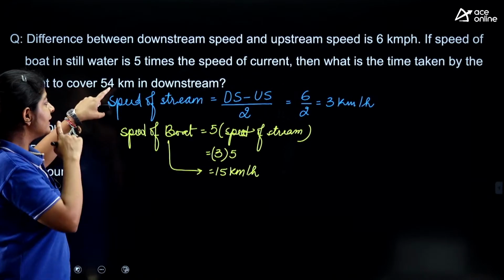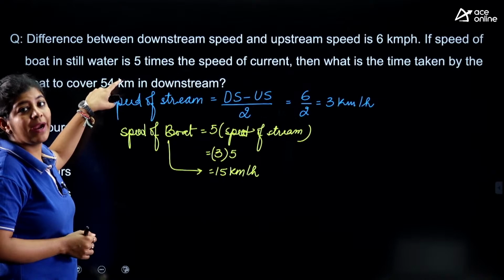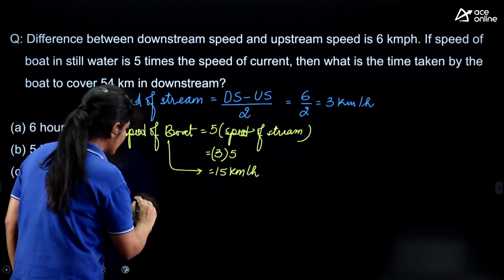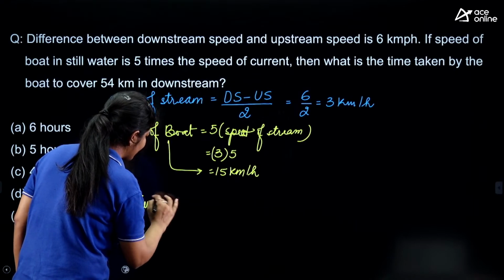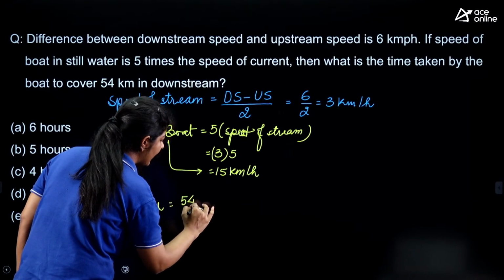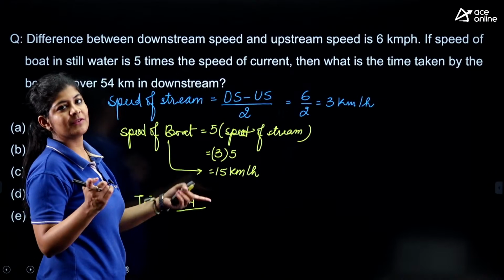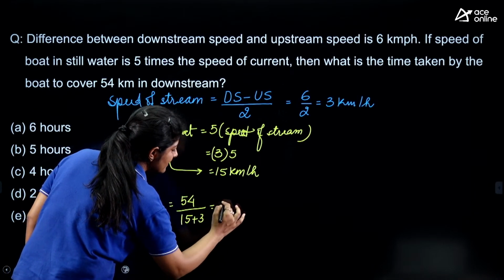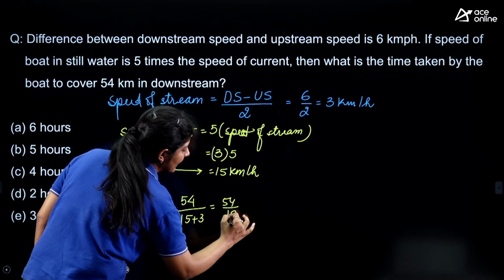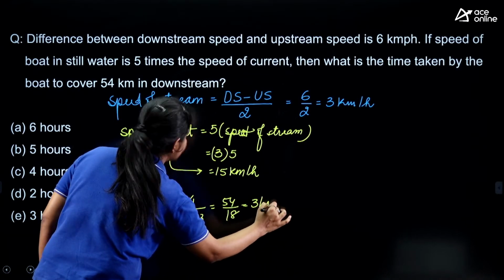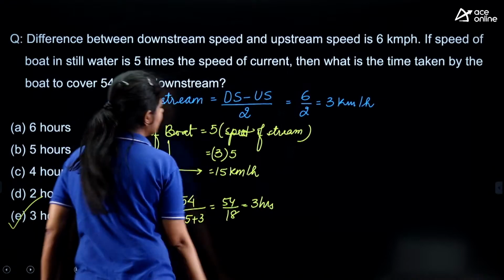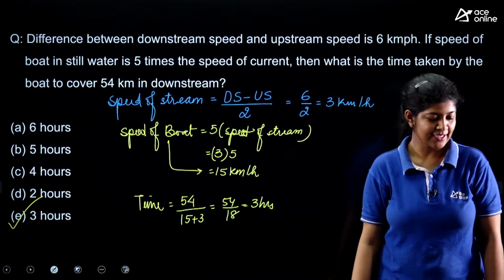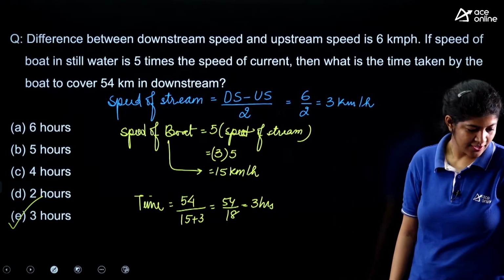Now we need to calculate how much time is required by the boat to cover 54 kilometers downstream. So time is calculated by distance, that is 54, divided by the speed downstream, which means we need to add both the values, 15 plus 3. So 54 by 18, and the answer is 3 hours. Option number E is the correct one.